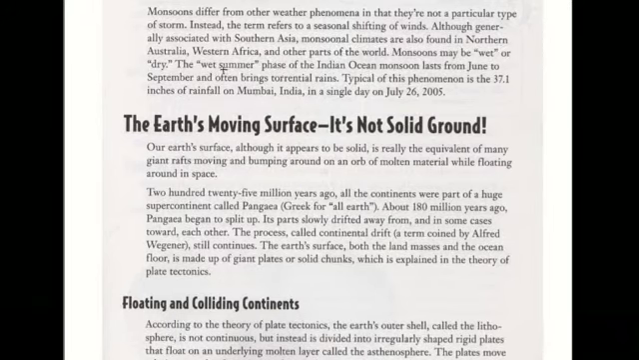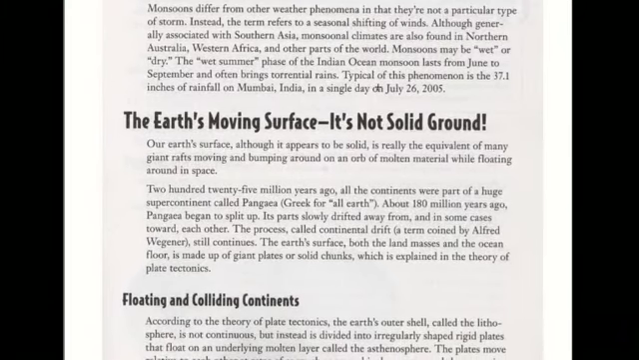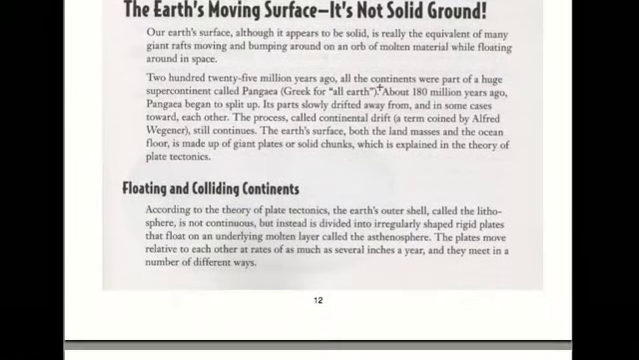The wet summer phase of the Indian Ocean monsoon lasts from June to September and often brings torrential rains. Typical of this phenomenon is the 37.1 inches of rainfall on Mumbai, India, in a single day, July 26, 2005.